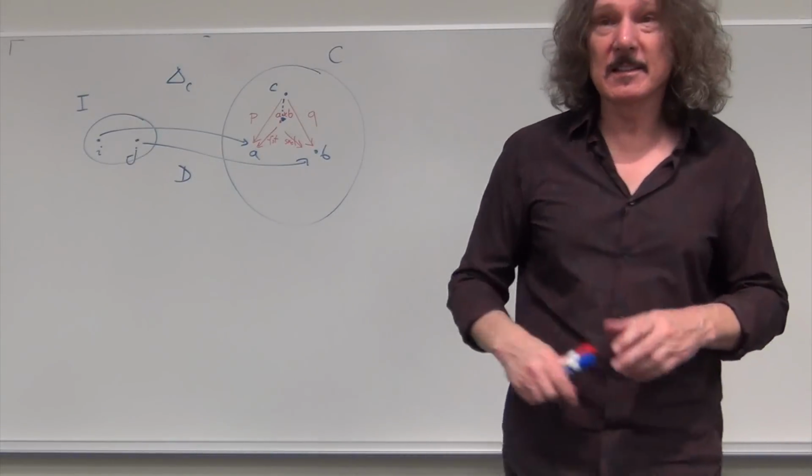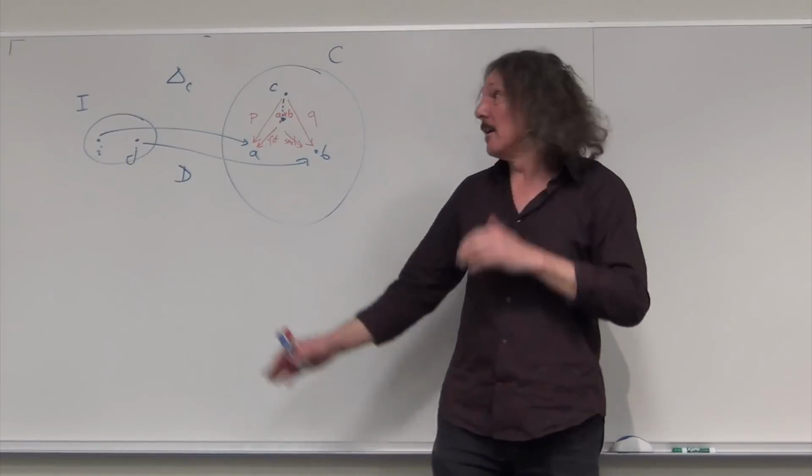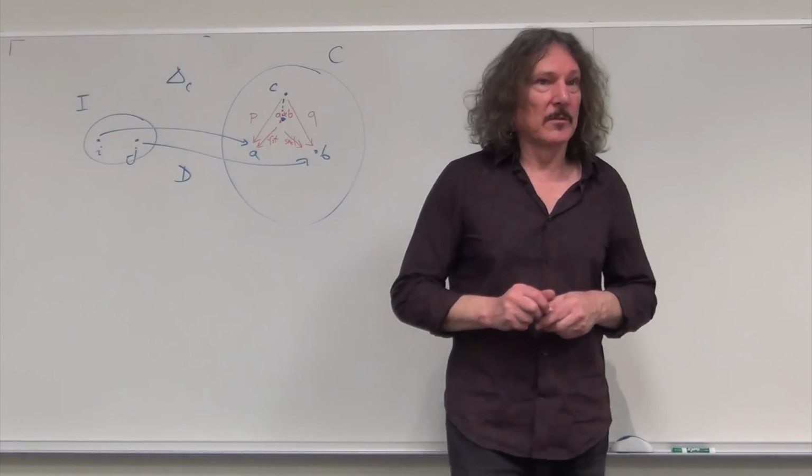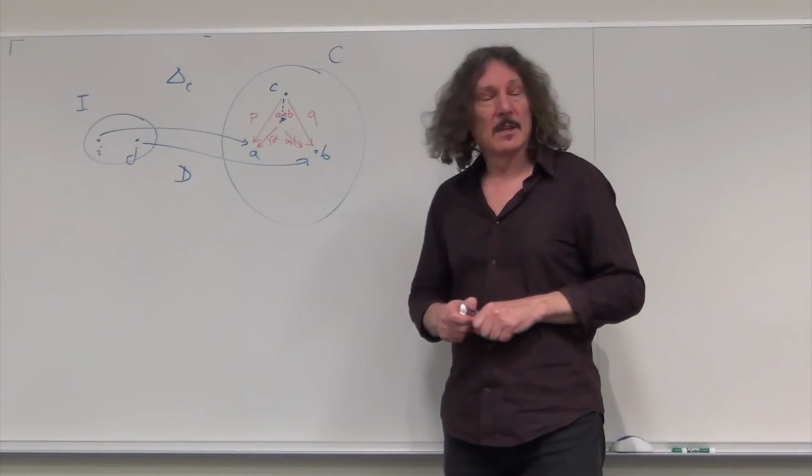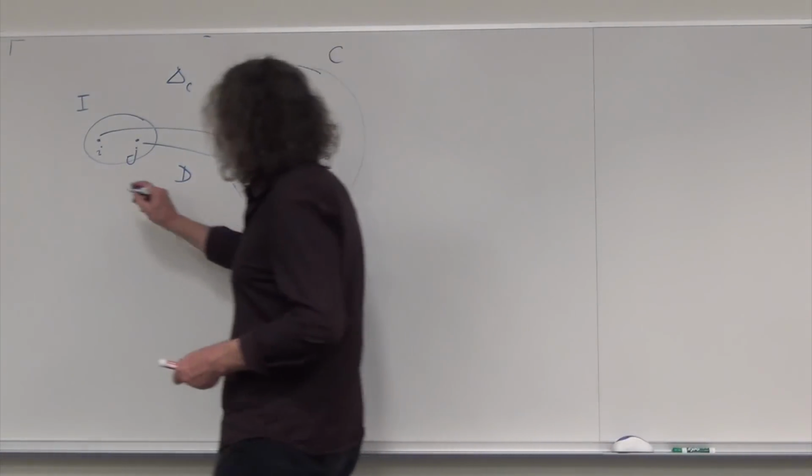Now we can see that this is actually a limit of a very simple functor from a category that has only two objects. We call this category 2.